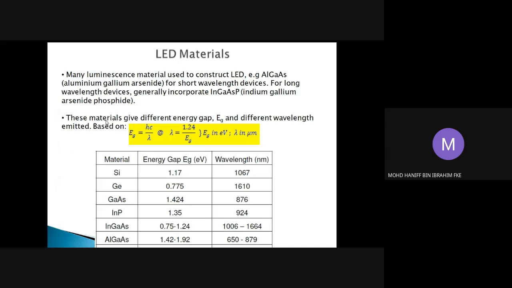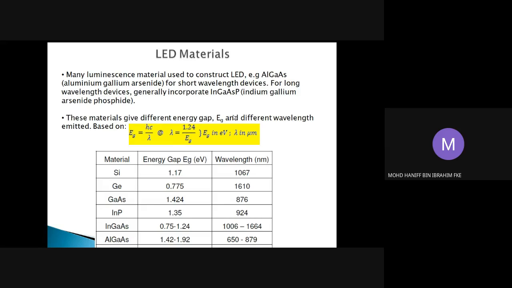These materials have different energy gaps, and due to the different energy gaps, the wavelength emitted will also be different. This is based on the equation we discussed before, Eg equals hc over lambda, which we can simply write as lambda equals 1.24 divided by Eg, where Eg is in electron volts and the lambda produced is in micrometers. So if you know the energy band gap, we can know the wavelength emitted by this material.